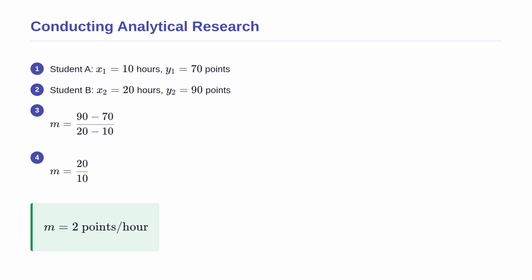We substitute our values into the formula, 90 minus 70 in the numerator and 20 minus 10 in the denominator. This simplifies to 20 divided by 10, giving us a final slope of 2. This is a powerful analytical conclusion. It tells us that for every 1 additional hour a student studies, their test score increases by 2 points. We have uncovered a hidden mechanism.